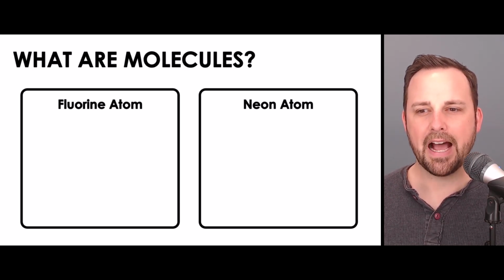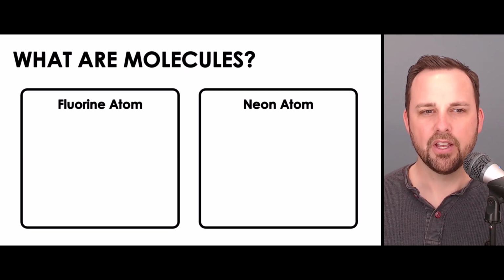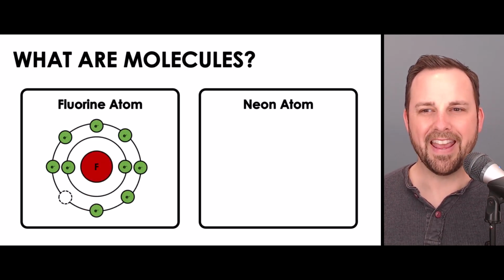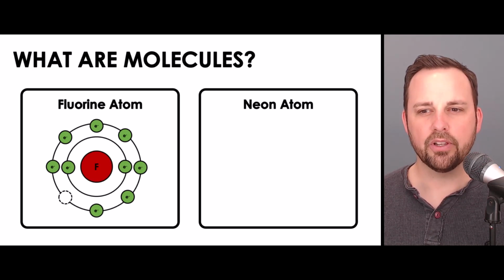Fluorine has atomic number 9, meaning that when it's in its neutral state, it has 9 protons in the nucleus and 9 electrons. So here's what a neutral fluorine atom looks like. We draw the F in the center representing the nucleus. We know that there's 9 protons there. Then we have to draw 9 total electrons outside in the electron cloud. Shell number 1 gets 2 electrons and shell number 2 gets 7 electrons.